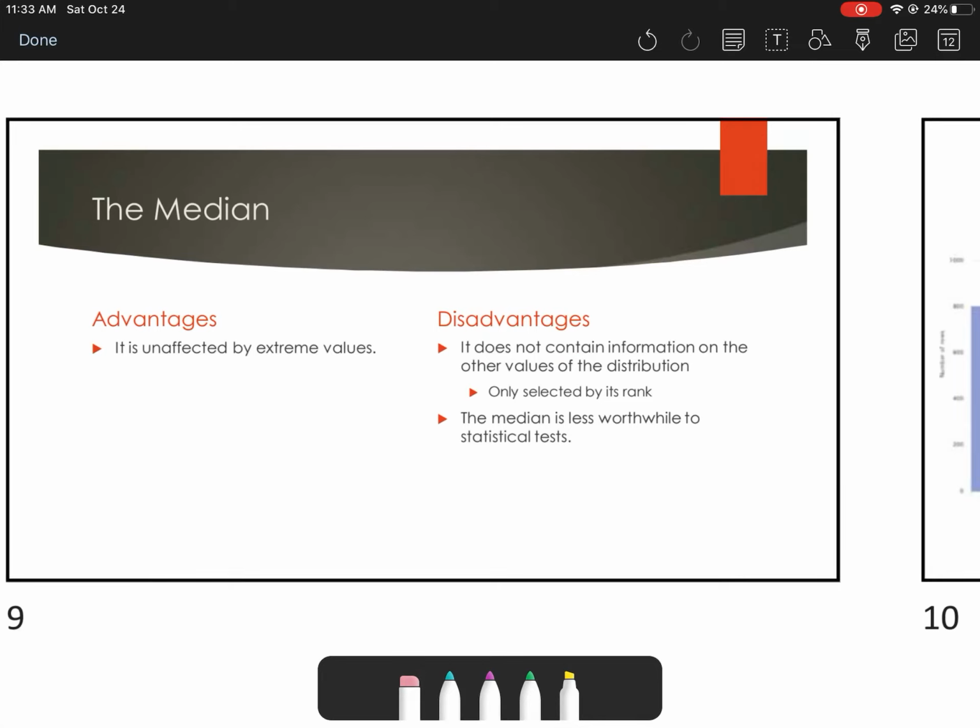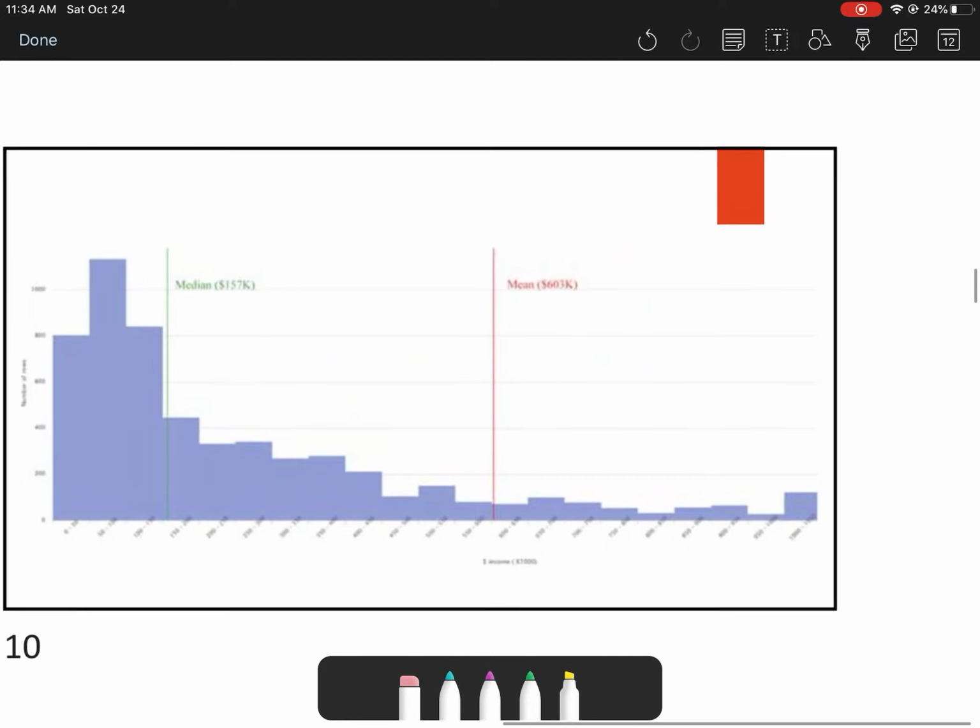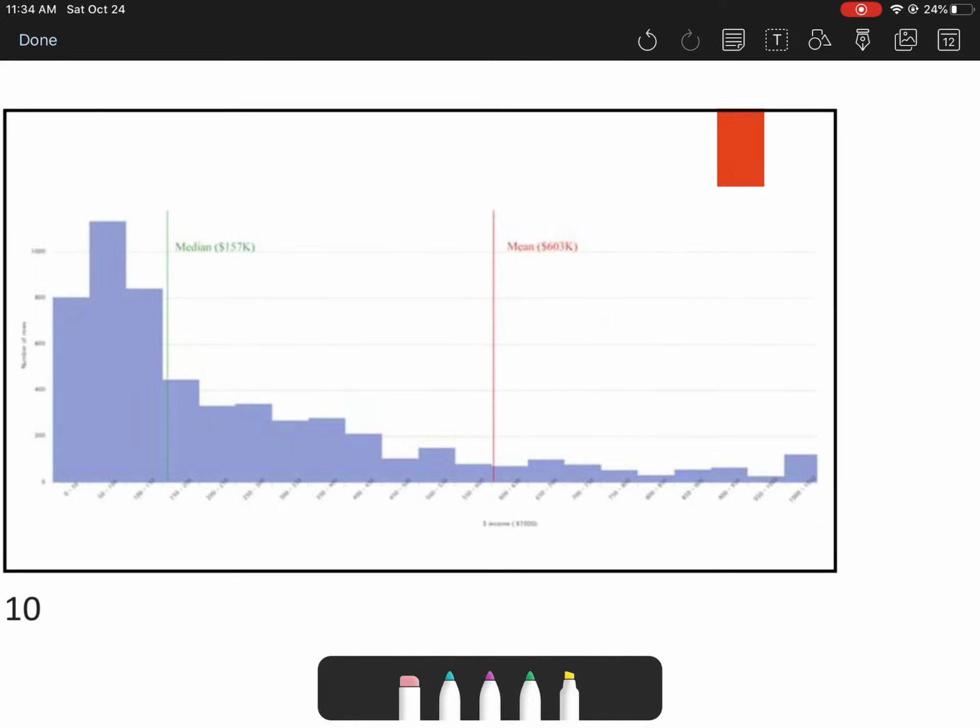Okay, so advantages of the median: it is not affected by extreme values, because again, I'm just picking right in the middle. Disadvantages: it does not contain information on the other values of the distribution. It's only selected by rank, and the median is less worthwhile to statistical tests.